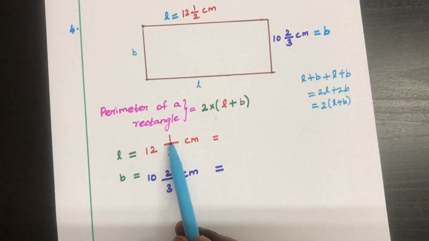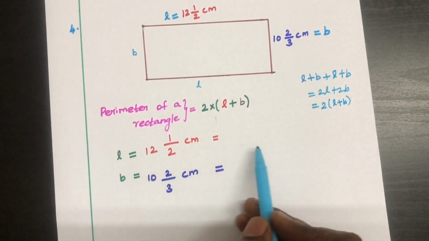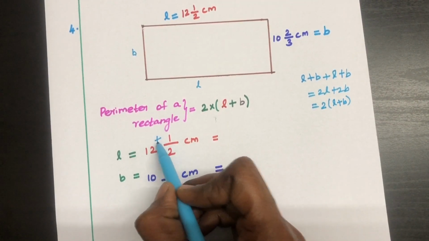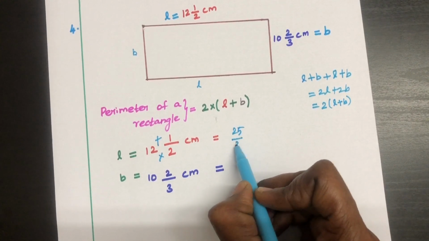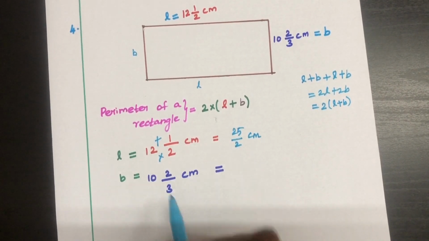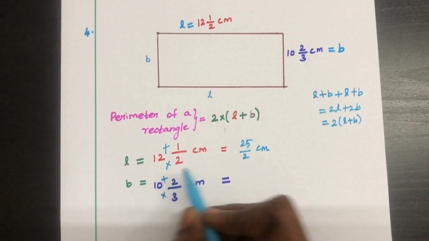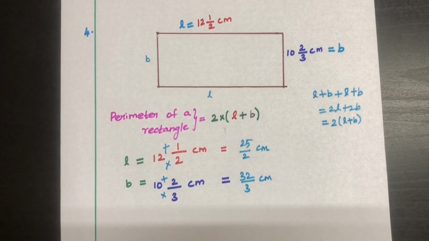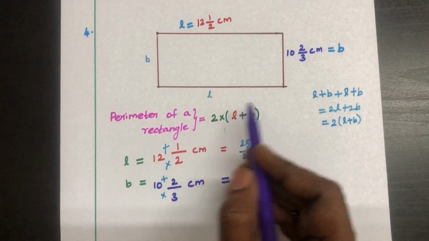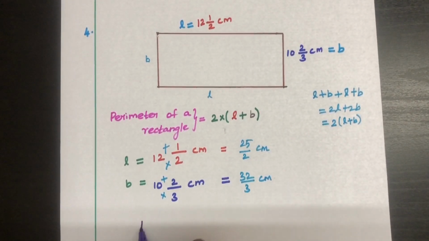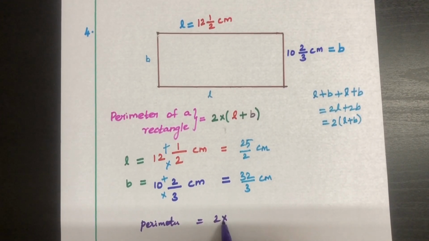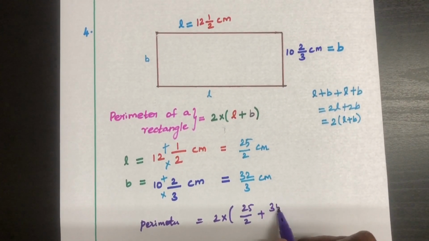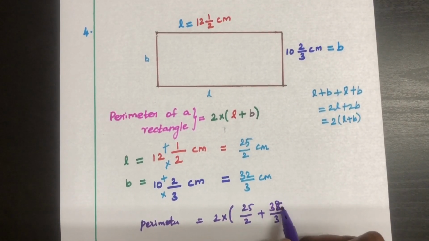Now, L is equal to 12 1/2. How to make it an improper fraction? 12 into 2 is 24, 24 plus 1 is 25. So 25 divided by 2 centimeter. Here, 10 into 3 is 30, 30 plus 2 is 32. 32 by 3 centimeter. So we made it an improper fraction. Now we are going to put it in the formula. This is the perimeter, right? So perimeter is equal to 2 into, what is L? 25 by 2. B is 32 by 3.